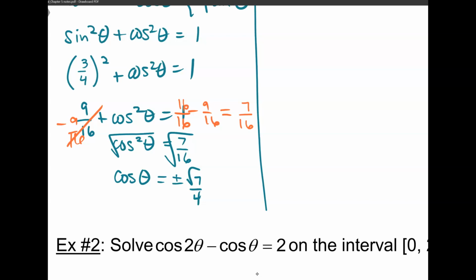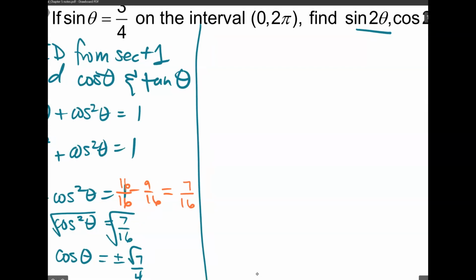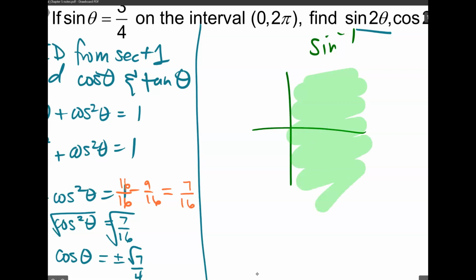Remember how we went over inverse sine? Sine inverse, we restricted it to the first and fourth quadrants. Sine is positive here. So where would 3/4 be? The first quadrant. That's why I'm only taking the positive root.